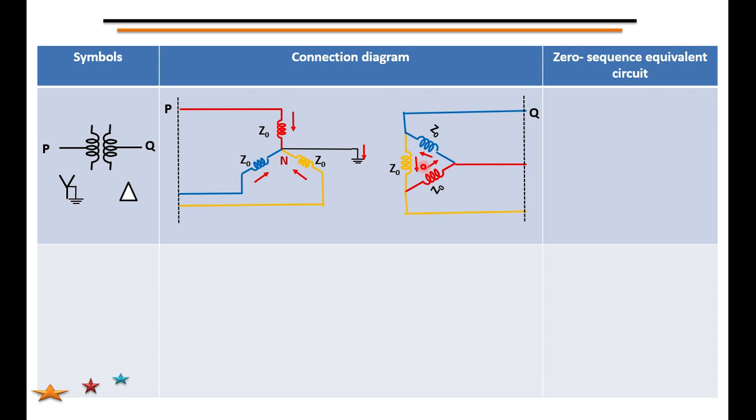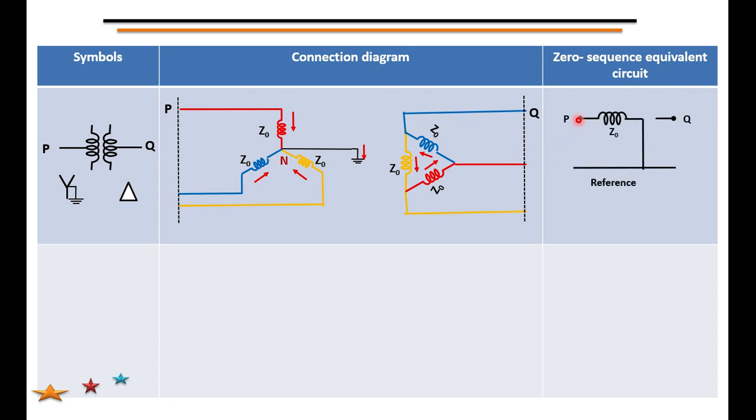transformer. Then the zero sequence currents circulate inside the delta. They are not flowing in the lines of the secondary winding because it does not have any return path for the secondary. Therefore, the currents are circulating inside the delta. Whatever current is entering here goes to the ground. That is, it is circulating inside the winding itself. That can be represented here.